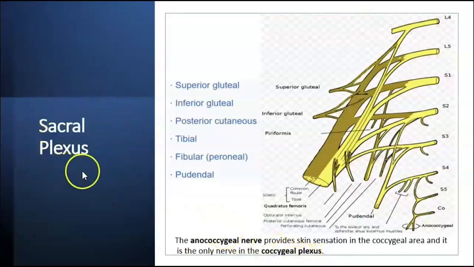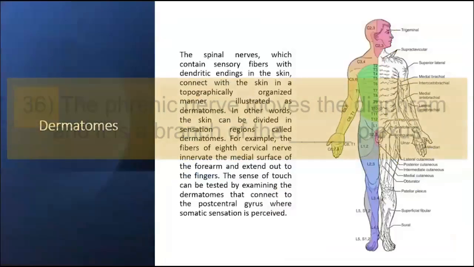Sacral plexus. As you can see in there, you have superior gluteal, inferior gluteal, posterior cutaneous, tibial, fibular, pudendal. You're going to get the sciatic nerve, this big nerve right here. It's formed by the connection between the common fibular nerve and the tibial nerve. So what do we use these nerves for? To move the muscles and sensation also in the posterior part of your leg.